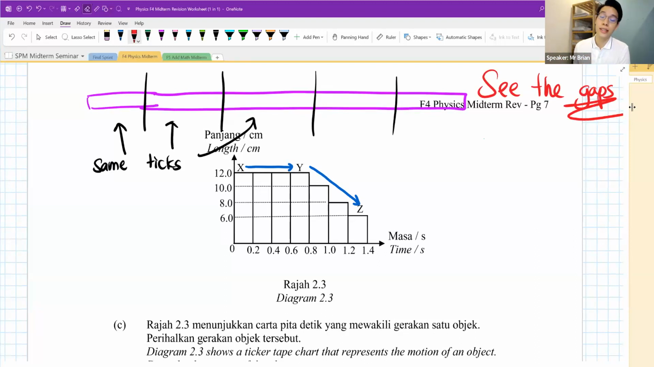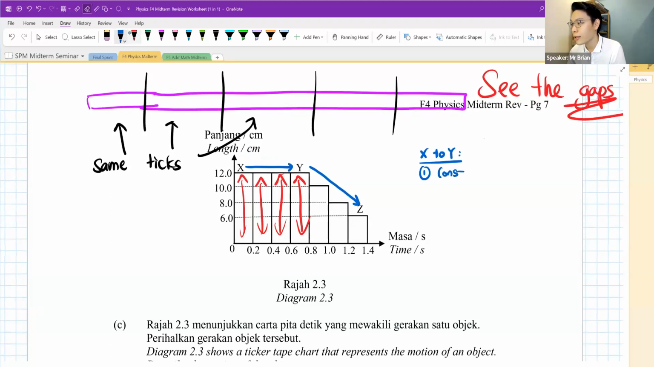Look at the gaps. Are the tapes getting longer or not? The tapes are not getting any longer. Same speed, same velocity. So from X to Y, you can write constant velocity, meaning same speed, never get faster, never get slower, traveling at the same speed.